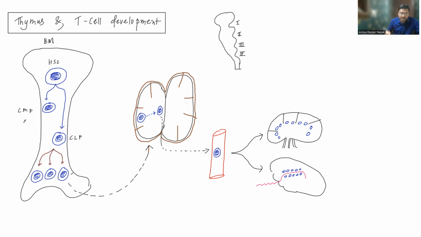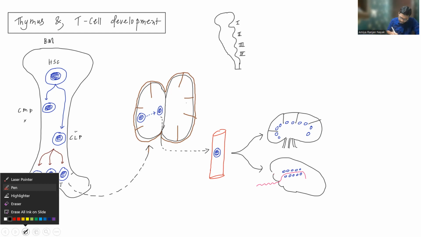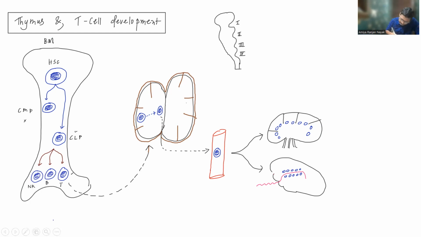If you see the lymphoid lineage, the common lymphoid progenitor, it will again differentiate into three lineages. One is the NK cell lineage, the second one is the B cell lineage, and the third one is the T cell lineage. And this differentiation into the T cell lineage happens because of a very important ligand that is known as Notch ligand. So this Notch ligand is very important for differentiating into the T lymphoid lineage.